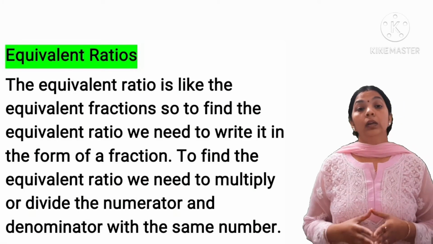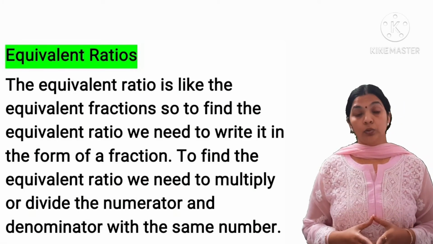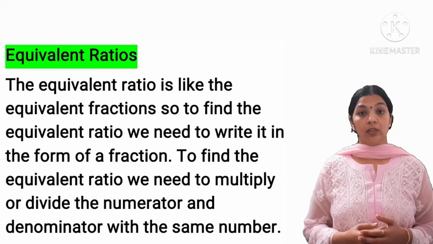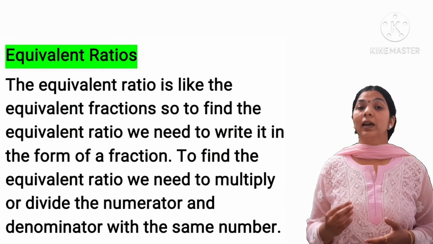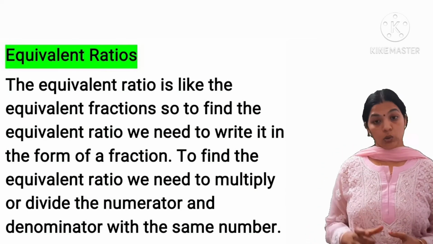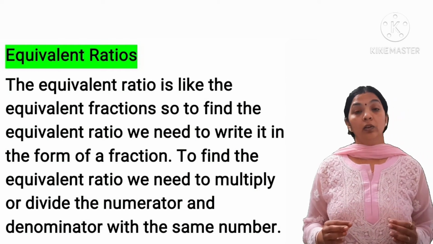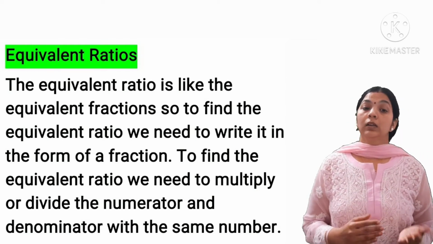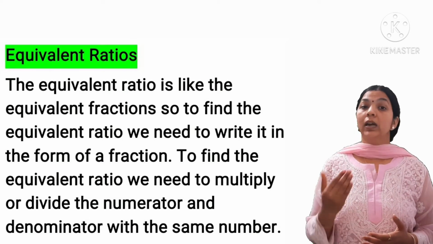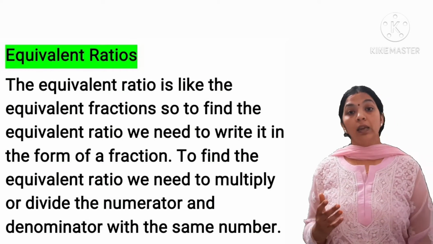Equivalent ratio. Now, what are equivalent ratios? We have already studied equivalent fractions. The same thing is with the ratio. The equivalent ratio is like the equivalent fraction. So to find the equivalent ratio, we need to write it in the form of a fraction. To find an equivalent ratio, we need to multiply or divide the numerator and the denominator by the same quantity.